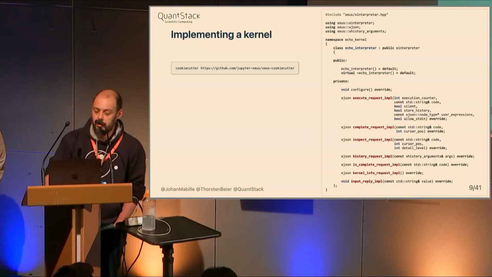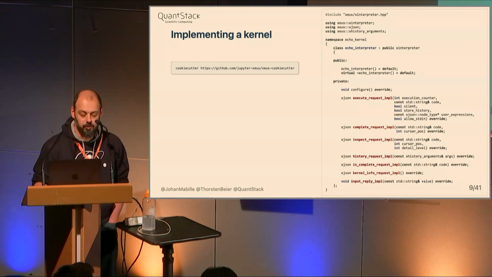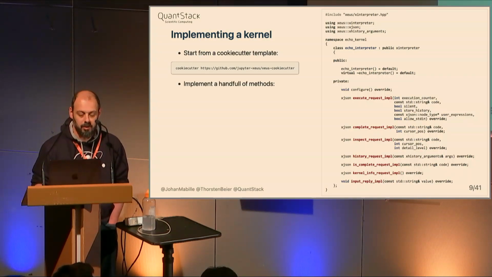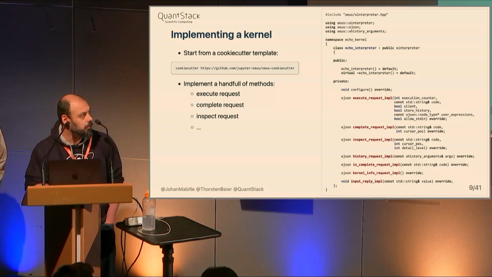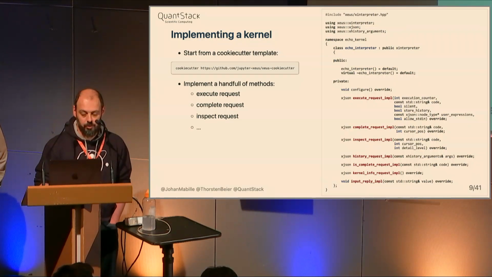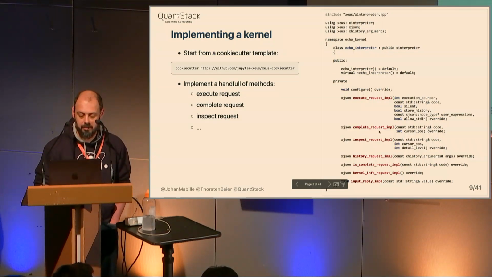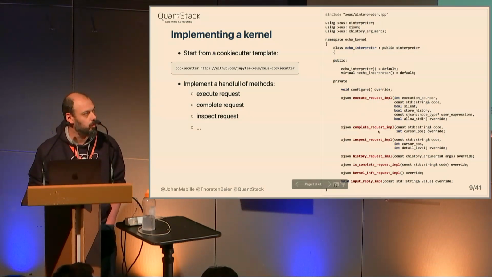To implement a kernel, here is an example. You start with the cookiecutter, and then you have to implement some methods. If you look at the snippet on the right, what you really have to do is inherit from this base class and just implement 5 or 6 methods. It's really simple and really straightforward to do.